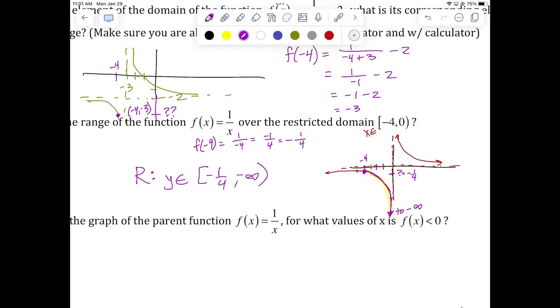Why is that not right? Well, those are the values that I take on, right? Those are the y values. That's why I put y epsilon.